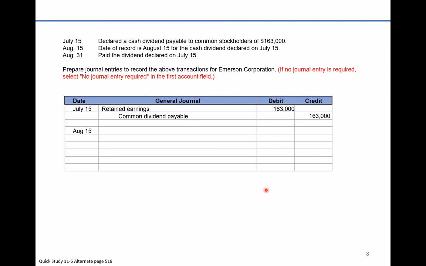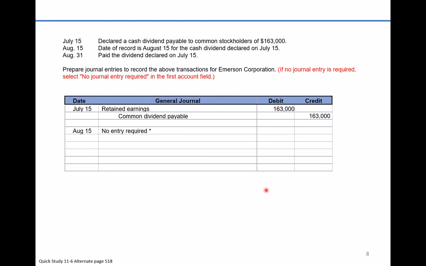So on August the 15th, when that rolls around, there is no entry required. There's no formal entry because the company would assemble a payee list for the dividend as of August the 15th for all shareholders on record at that time.